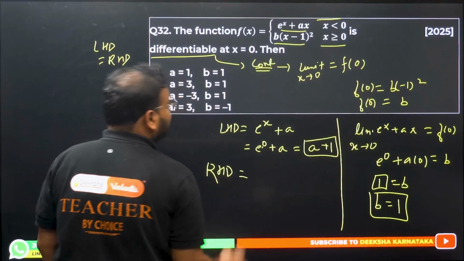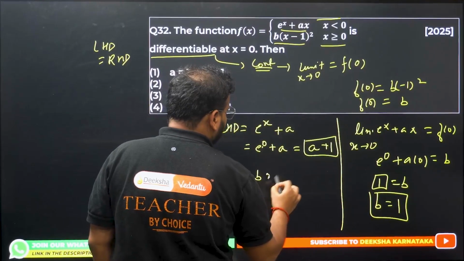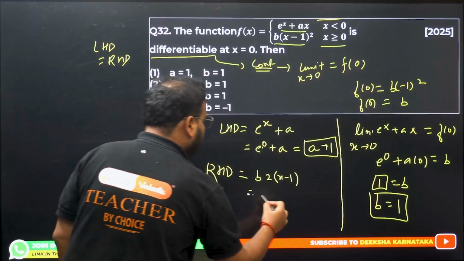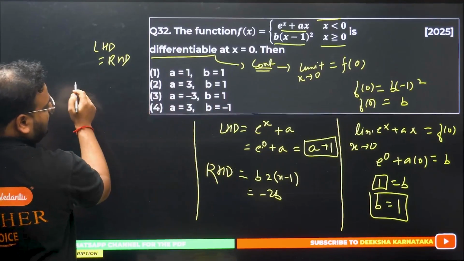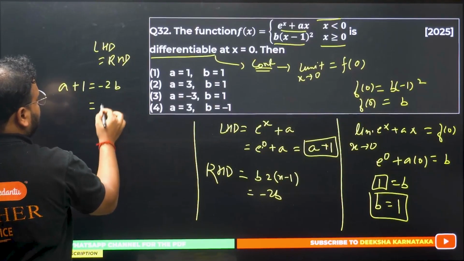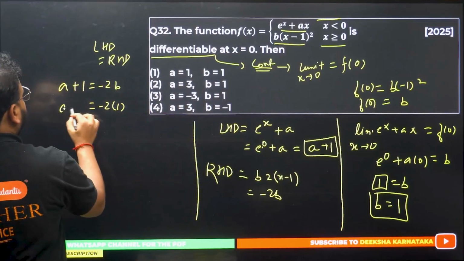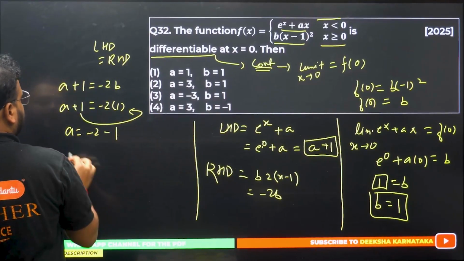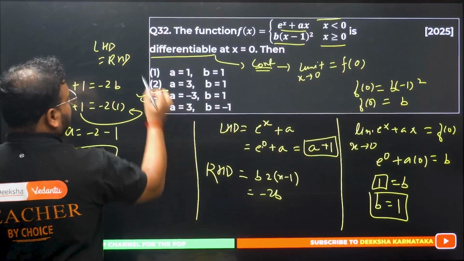RHD now: b times the derivative of 2x minus 1, that's my derivative. Put x value as 0, you get here minus 2b. They are differentiable, which means they are equal, so a plus 1 equals minus 2b. So I get minus 2 into 1, because b value is coming as 1. It means a will be minus 2 minus 1, so a equals minus 3. So option number 3 is correct.